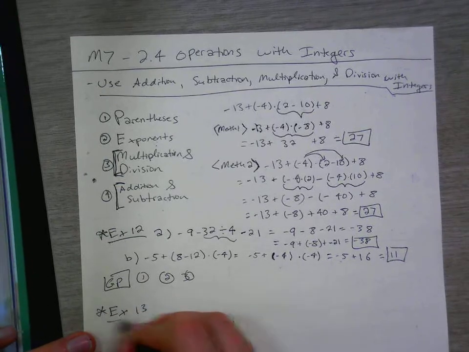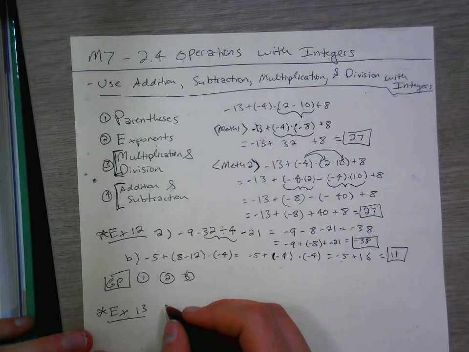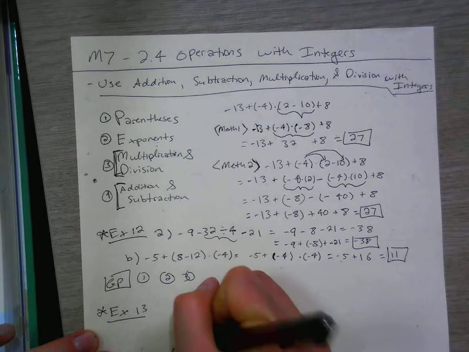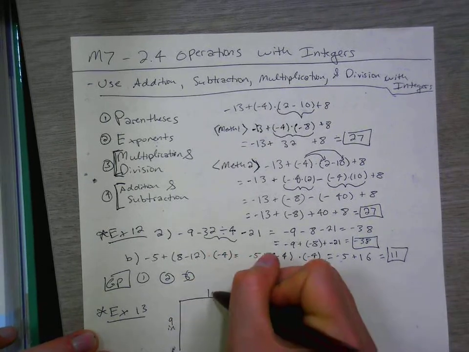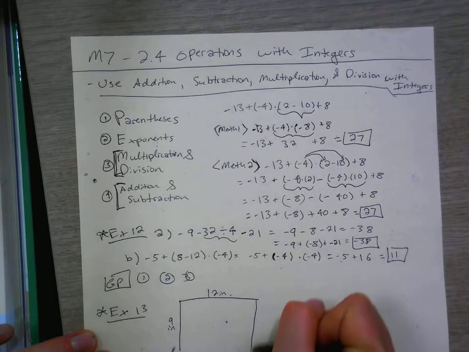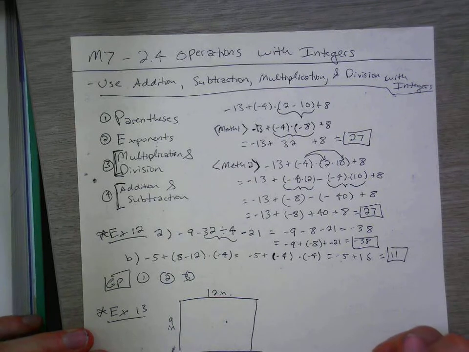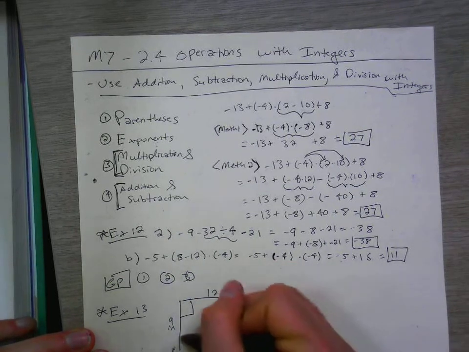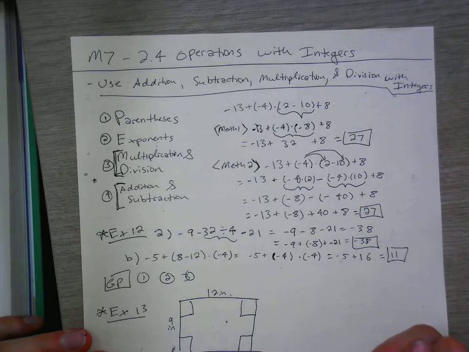Example 13 says, Angela is making a paper box using a piece of rectangular paper. The dimensions of the rectangular paper are 9 inches by 12 inches. So, to make the paper box, she cuts 4 identical rectangles off the corners of the paper. Now, these cut off rectangles are shown in the diagram on the right. What is the area of the paper that remains after these rectangles are cut off?